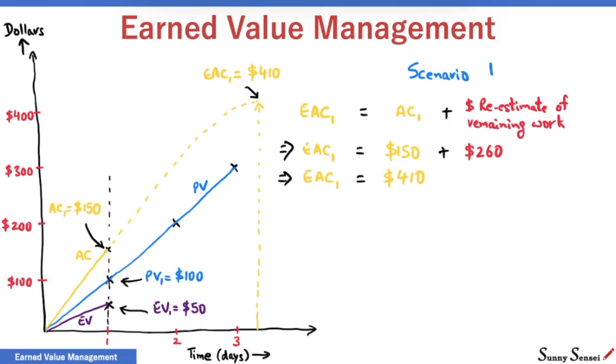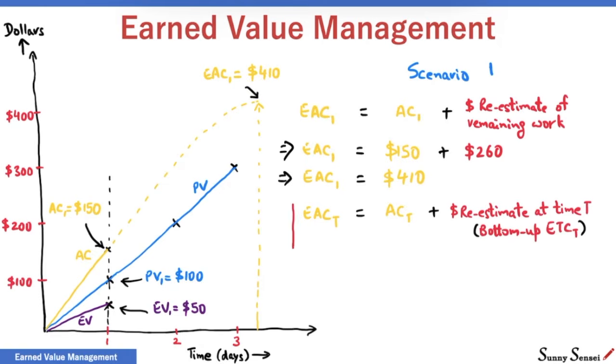In general, for scenario 1, estimate at completion at time t is actual cost at time t plus the re-estimate at time t. Bottom-up estimation technique is relatively accurate and is often deployed while re-estimating. It is common to use the term bottom-up ETC for the re-estimates.